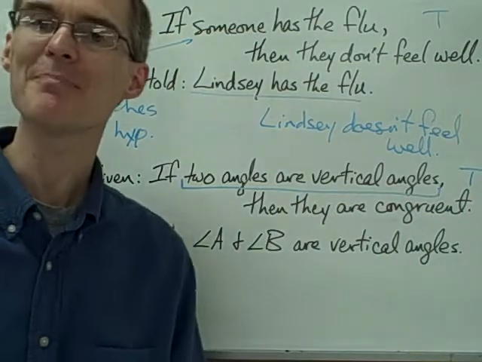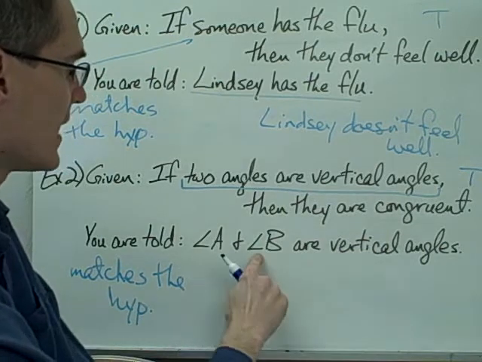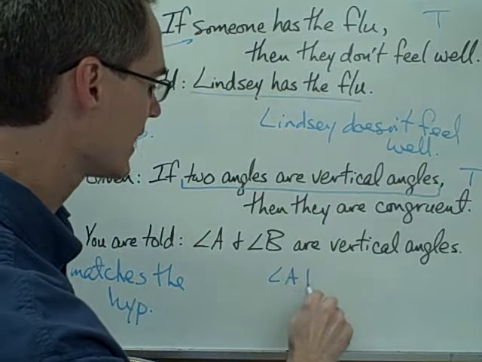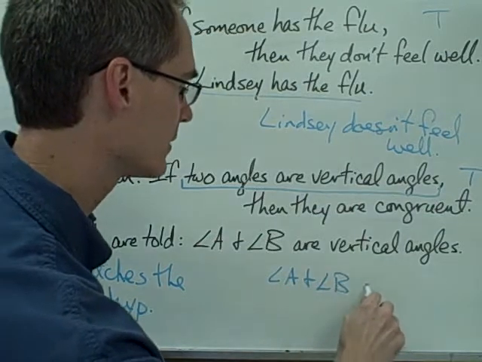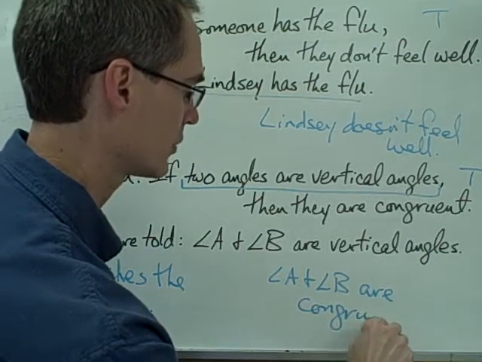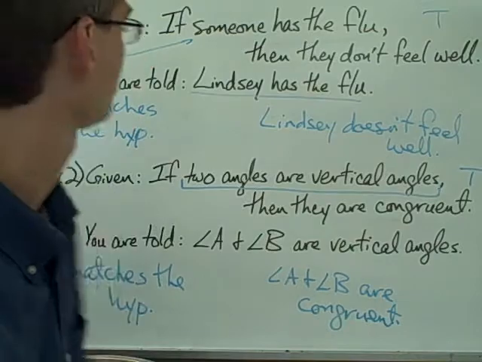That matches the hypothesis of my conditional statement. Well, since it matches the hypothesis, I can make a statement that matches the conclusion. That is, if angle A and angle B are vertical angles, then I can say angle A and angle B are congruent. And that's the law of detachment.